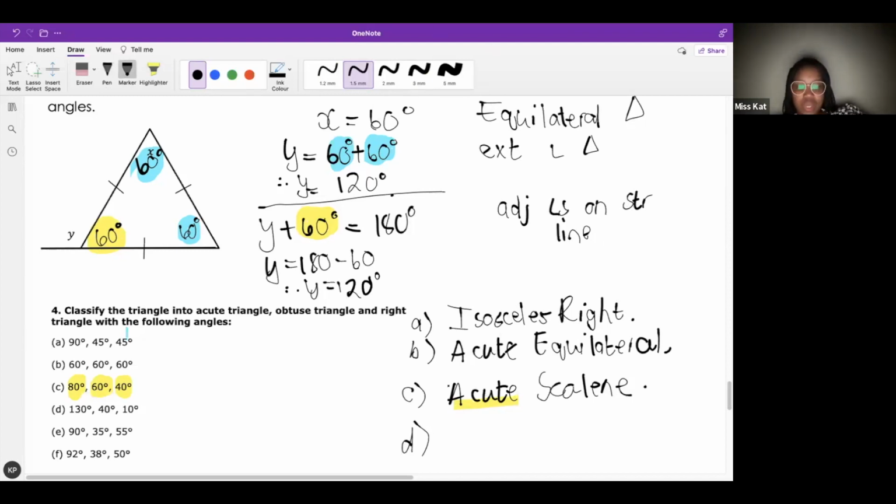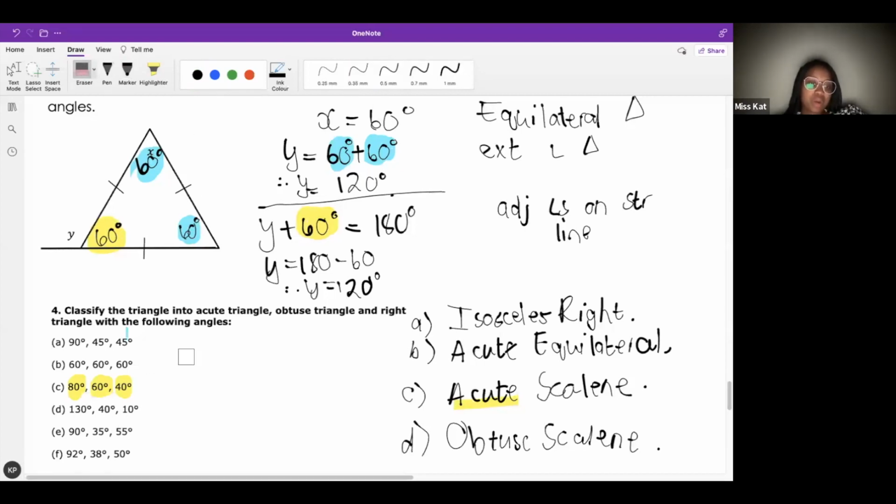Obtuse scalene. Okay, that is correct. Because A, there's an angle that is greater than 90 there. And B, they are all not the same. Okay, let's move on to E. What do we say about E?